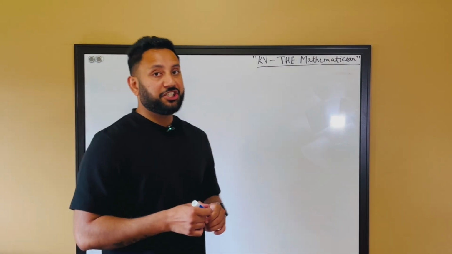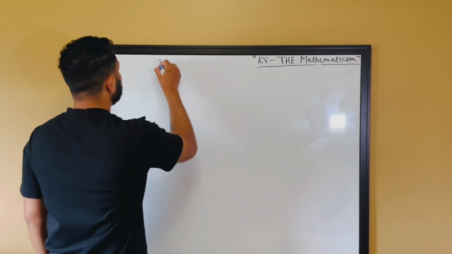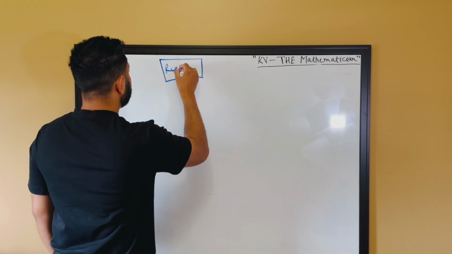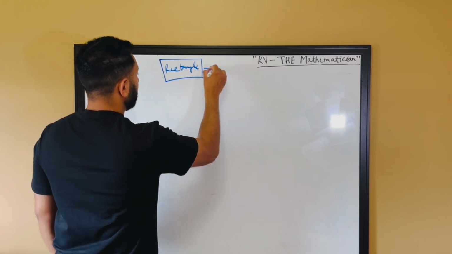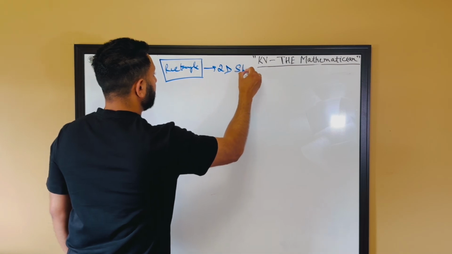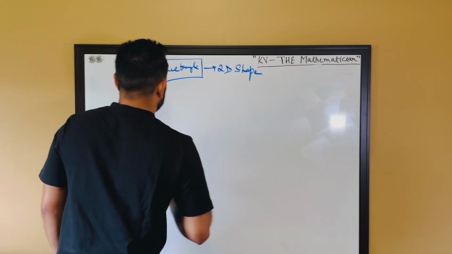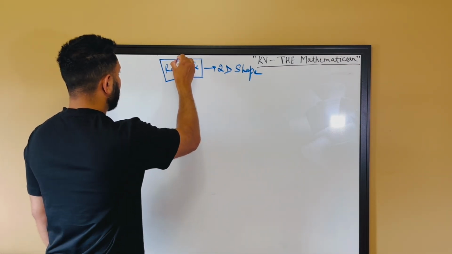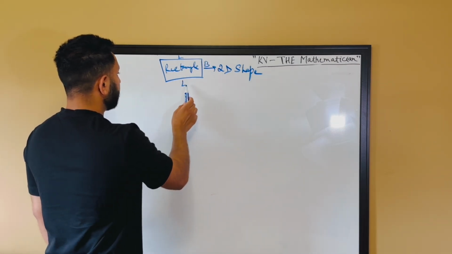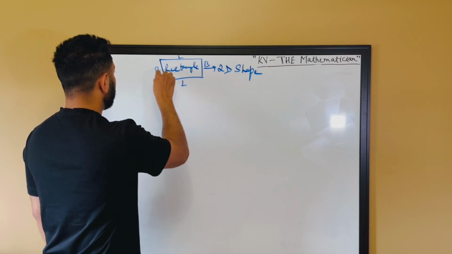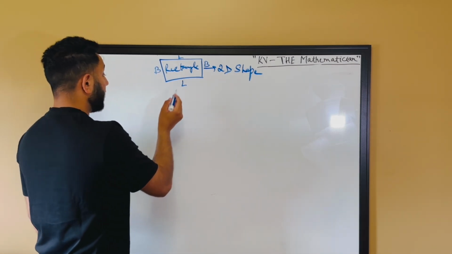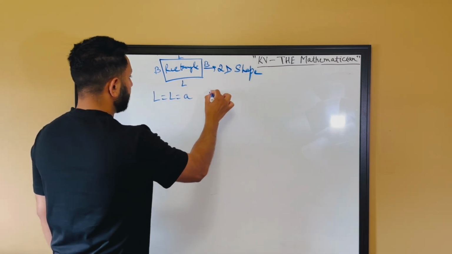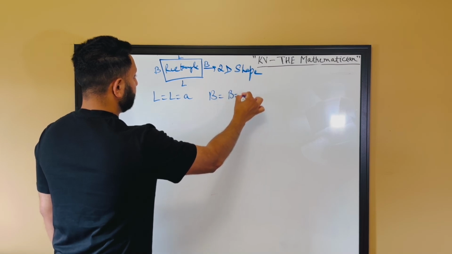Now jump to the second shape, which is rectangle. This is a rectangle and it is also a two-dimensional shape. The properties of a rectangle are that the opposite sides of a rectangle are equal. If this is length, this is also length, and this is breadth, this is also breadth. As the opposite sides are equal, we can assume length as A and breadth as B.